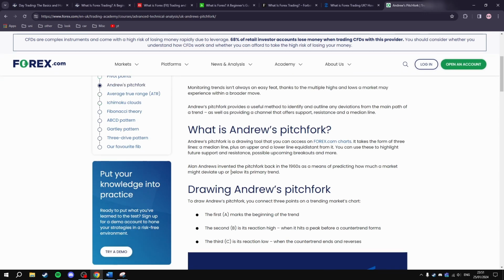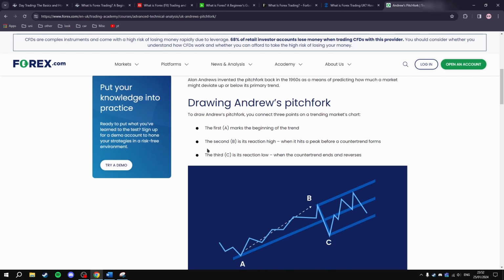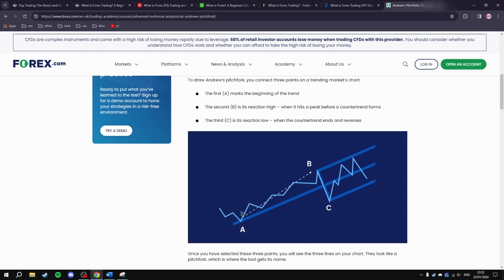Alan Andrews invented the pitchfork. Okay, so drawing Andrews pitchfork. To draw Andrews pitchfork, you connect 3 points on the trending market's chart. The first, A, marks the beginning of the trend. The second, B, is its reaction high when it hits a peak before the counter trend forms. The third, C, is the reaction low when the counter trend ends and reverses.